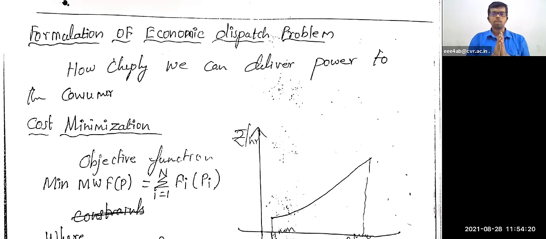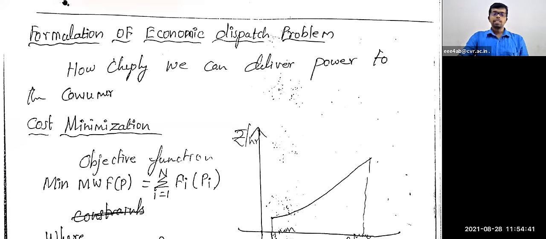Sometimes in a 2-mark question, if they simply ask you to define economic load dispatch, you have to write the definition as well as the constraints. Then the formulation we will also discuss. So what is the general formulation?